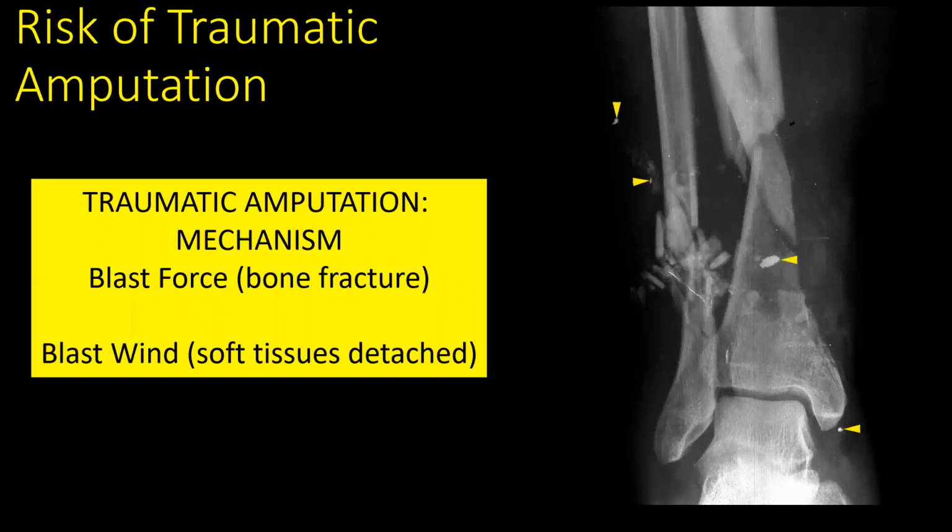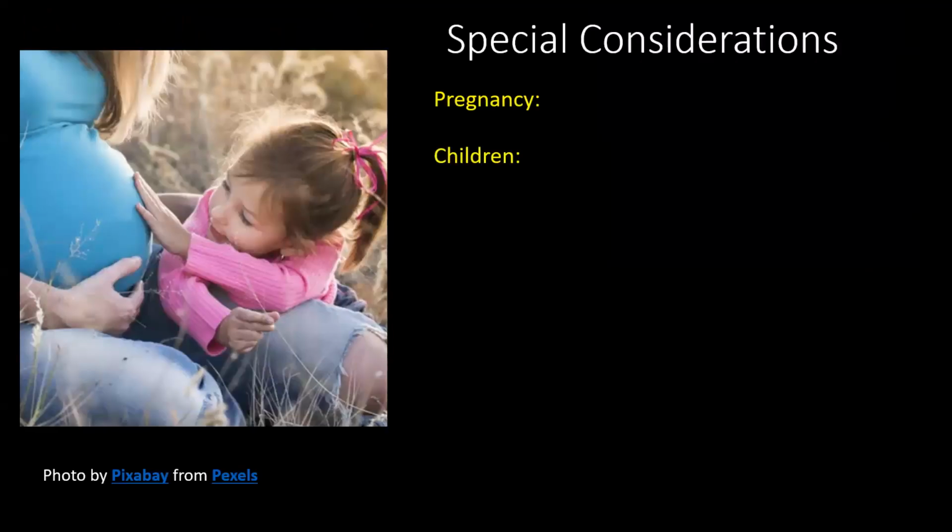Traumatic amputation is due to a combination of the primary blast force, which passes through the bone and causes multiple fractures, as we see here, and then the blast wind, which picks up the fractured soft tissues and detaches them from the underlying limb. This is the mechanism for traumatic amputation.